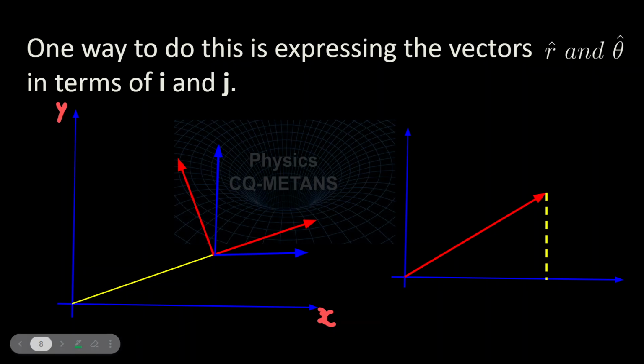Now this is our vector. This yellow color line is the vector r. Now in the direction of r we have r cap. So this one is r cap, and perpendicular to it, the tangential direction to r, is theta cap.